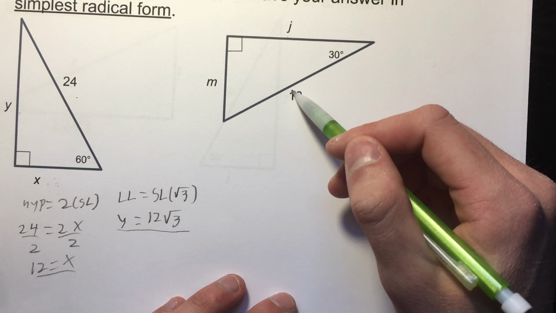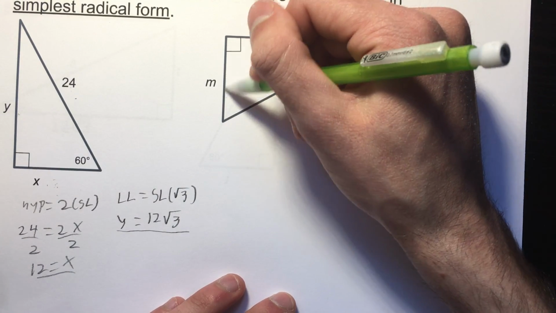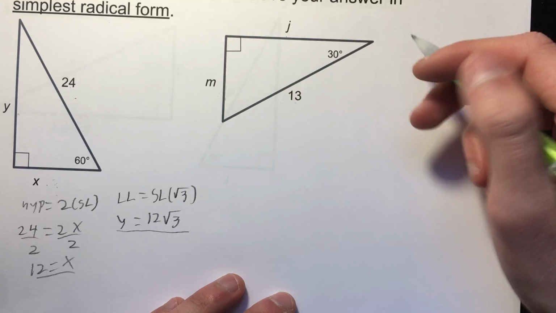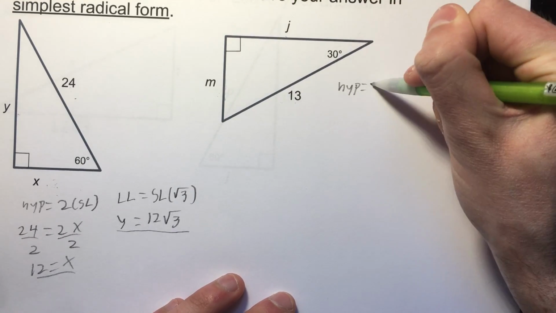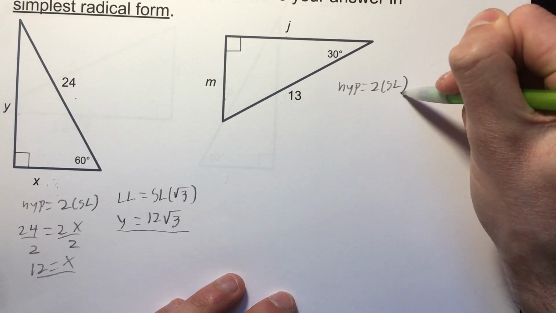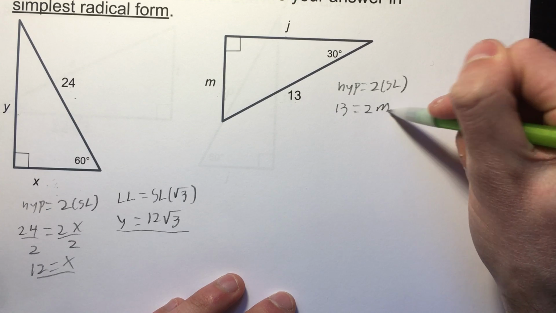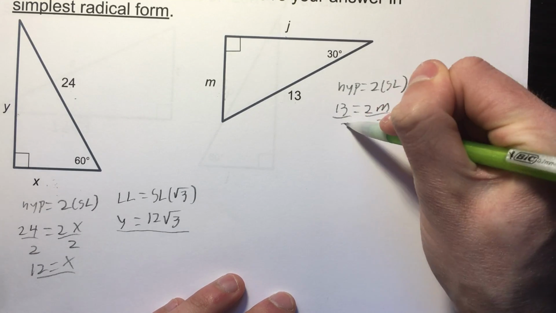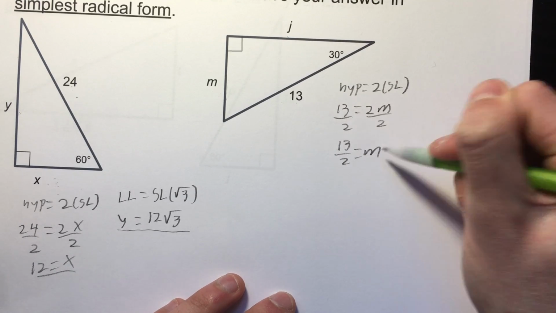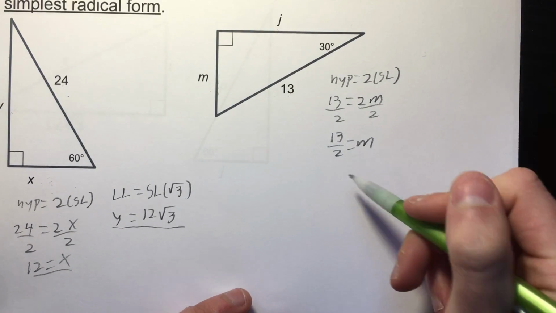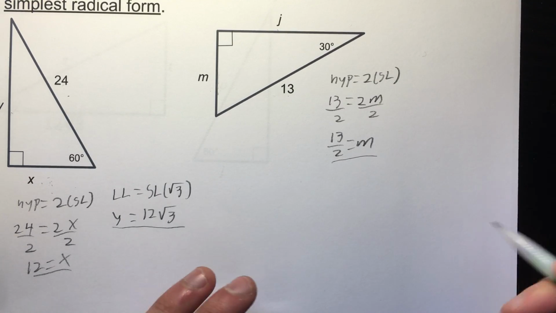So we know that the hypotenuse is 13, and let's solve for the length of the shorter leg first. That's going to be m. We know hypotenuse equals 2 times shorter leg. 13 equals 2 times m. Divide by 2, divide by 2. And we could leave this as 13 halves equals m, just so it's a little bit more straightforward going forward. If you want to leave it as 6 1/2, that's totally cool too.